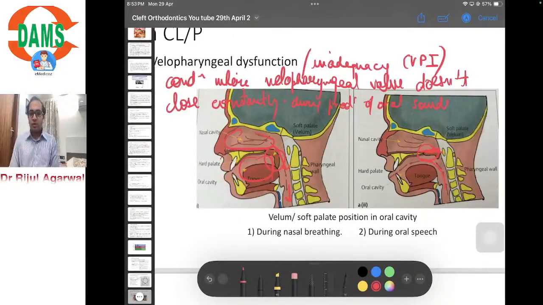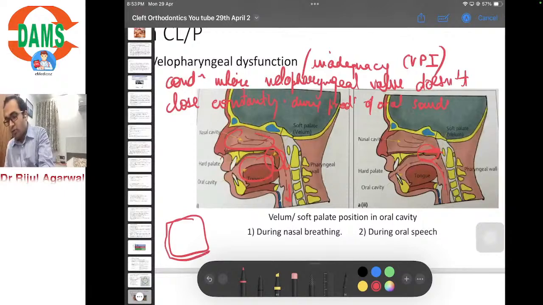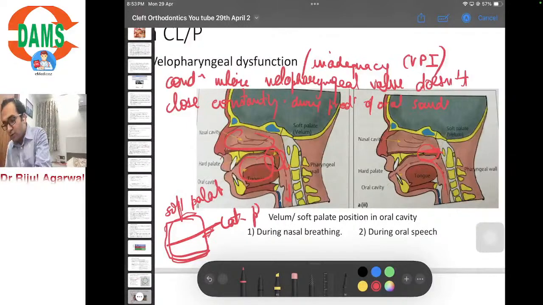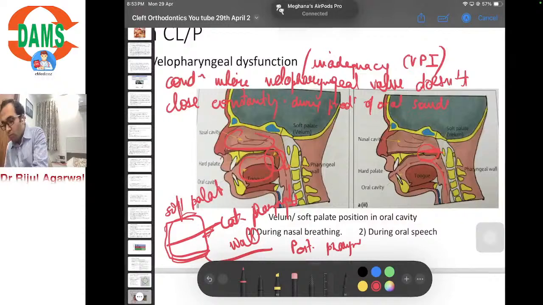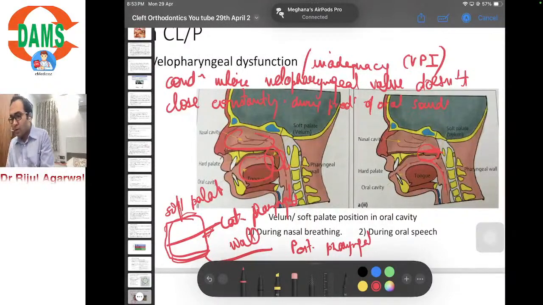So what happens is, if we look at it from above, this pharynx is a round structure. From the front comes the soft palate or velum, from the side comes the lateral pharyngeal valve, and posteriorly comes the posterior pharyngeal valve. Okay, posterior pharyngeal valve.